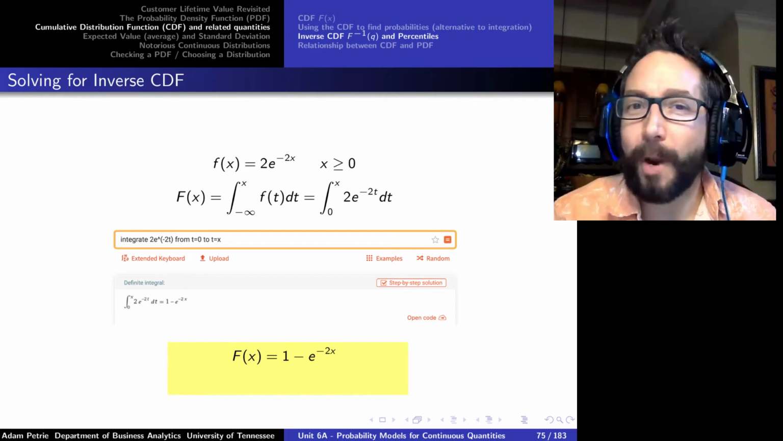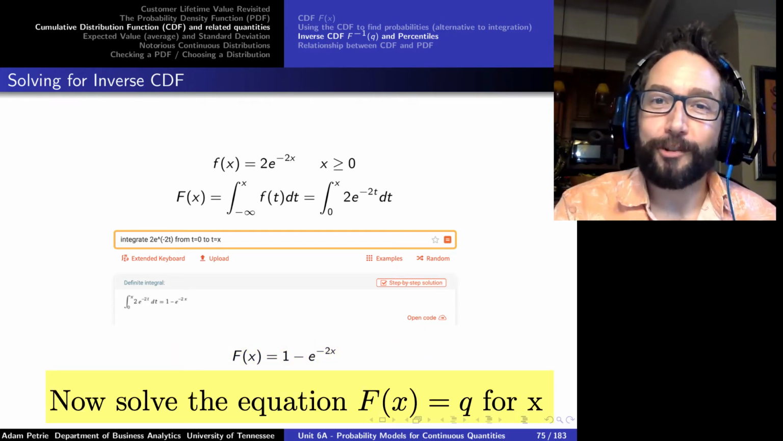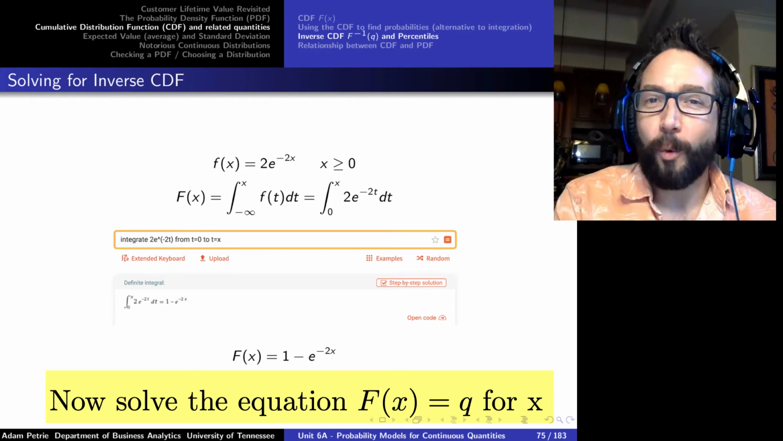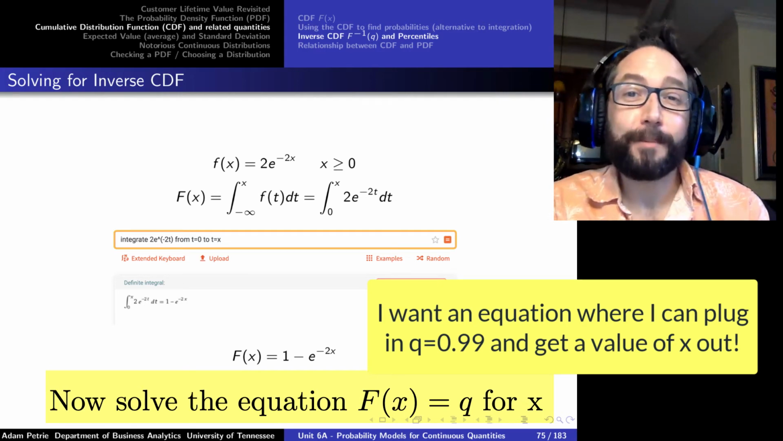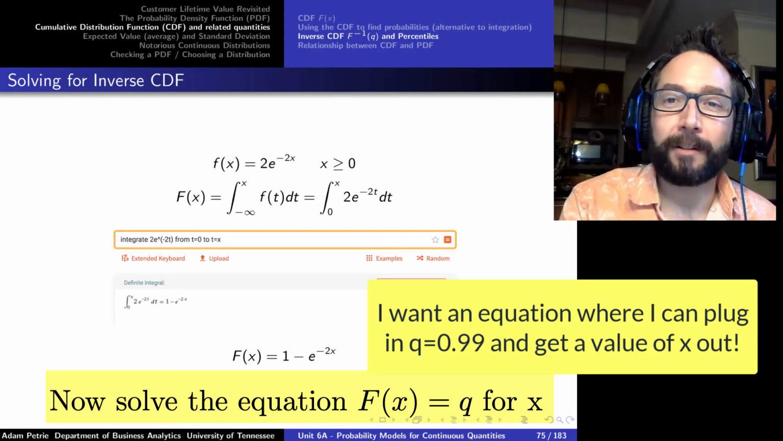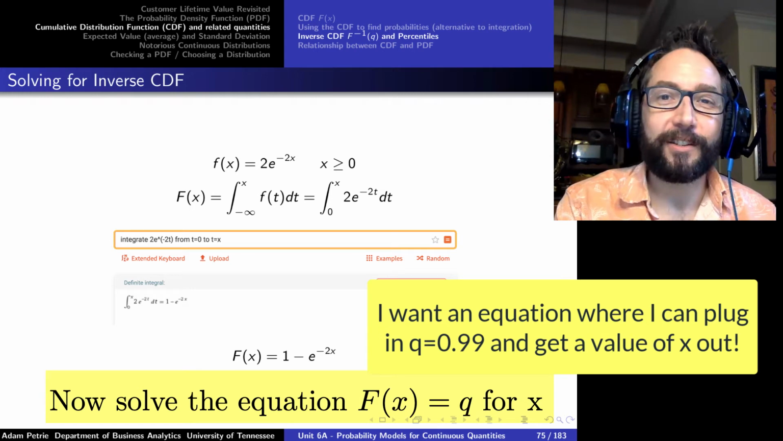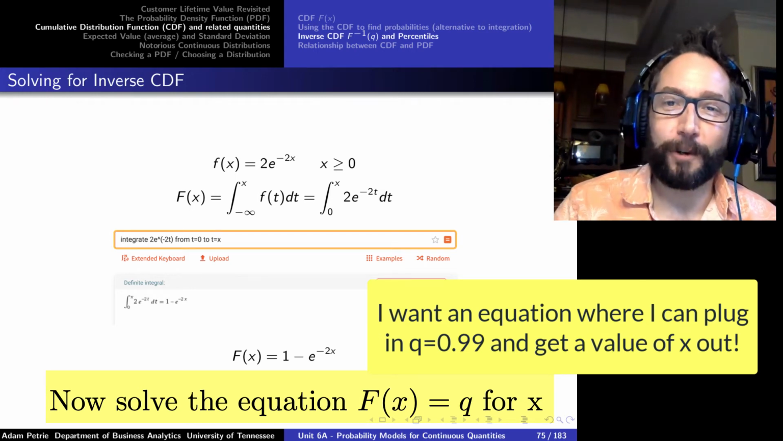So we're one step away now from being able to answer questions about percentiles and quantiles. If I wanted to know at what value of x I have a 99% chance of observing that value or something smaller, I can do that. I just need to do the inverse CDF operation.